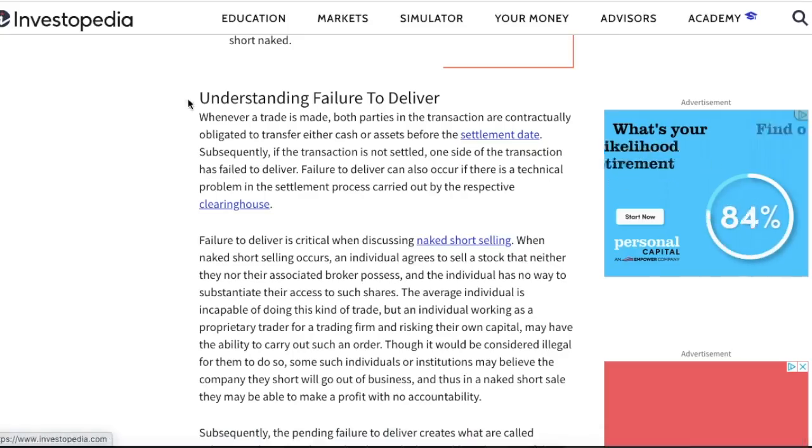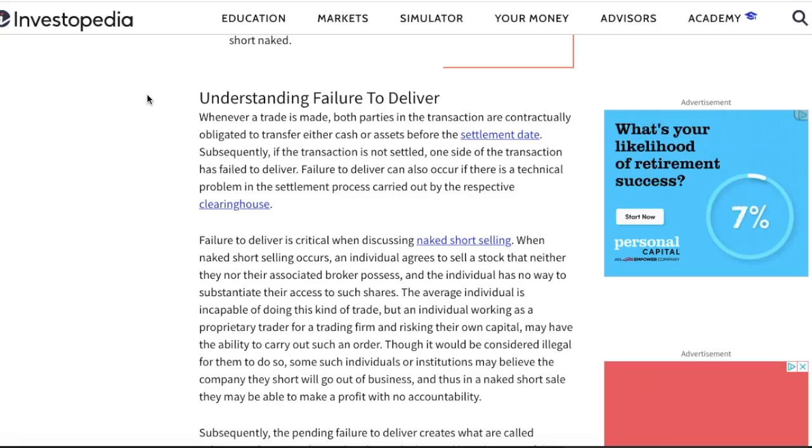Exactly what a failure to deliver is: whenever a trade is made, both parties in the transaction are contractually obligated to transfer either cash or assets before the settlement date. Subsequently, if the transaction is not settled, one side of the transaction has failed to deliver. Failure to deliver is critical when discussing naked short selling. That is essentially the pinnacle of what we all believe is going on with AMC at the current time.